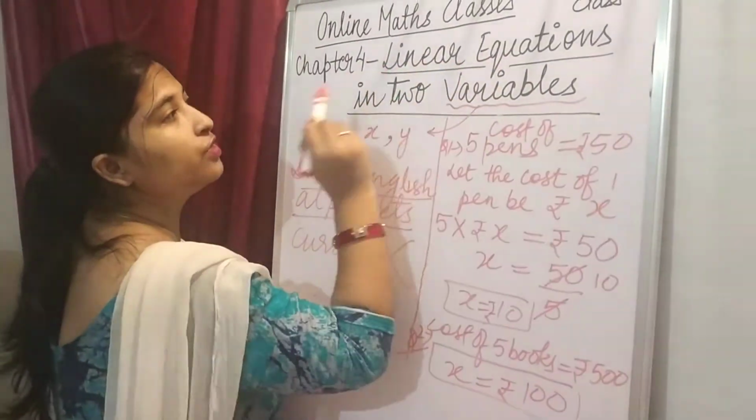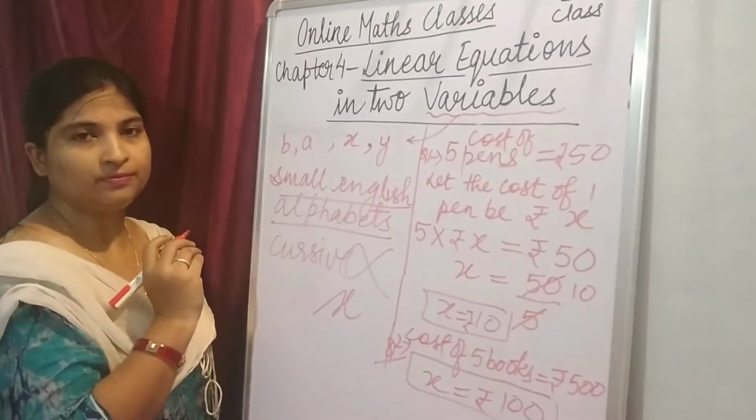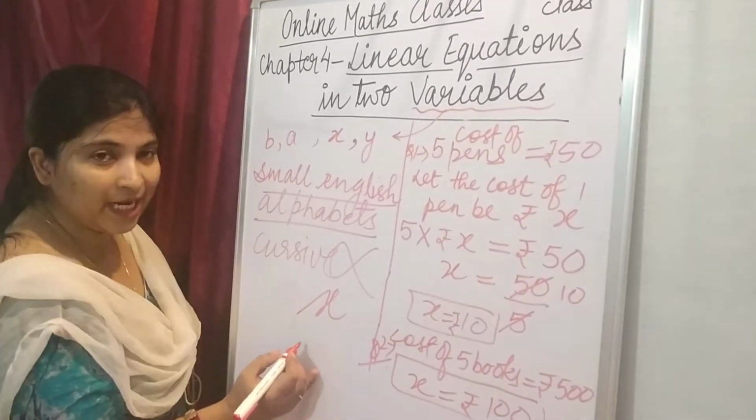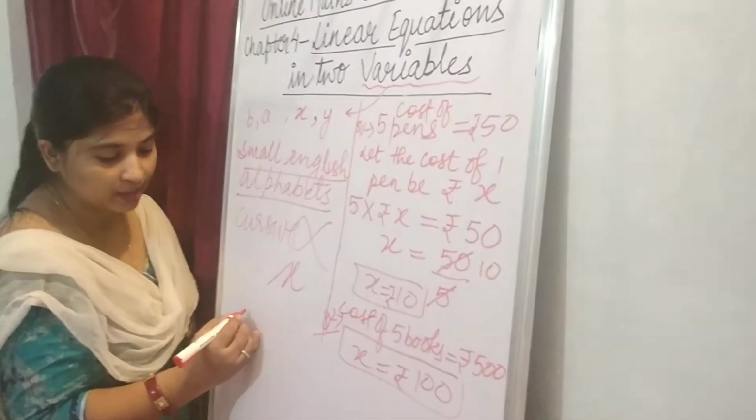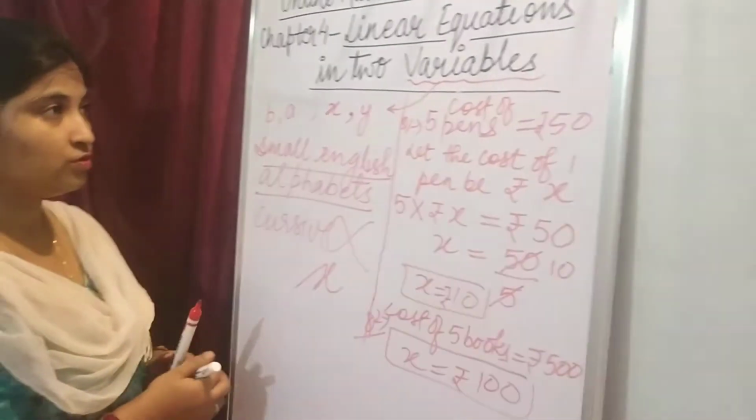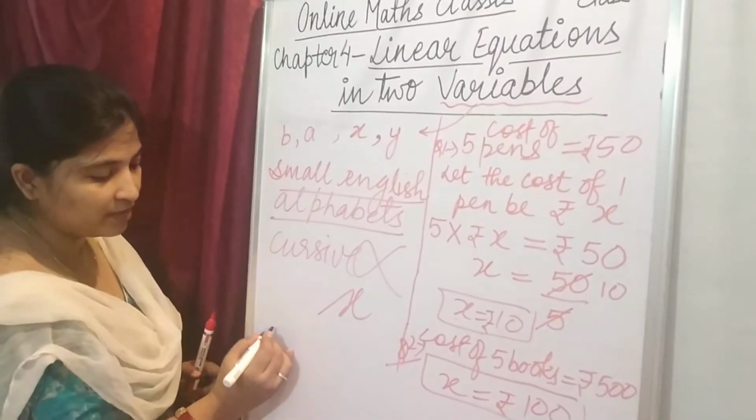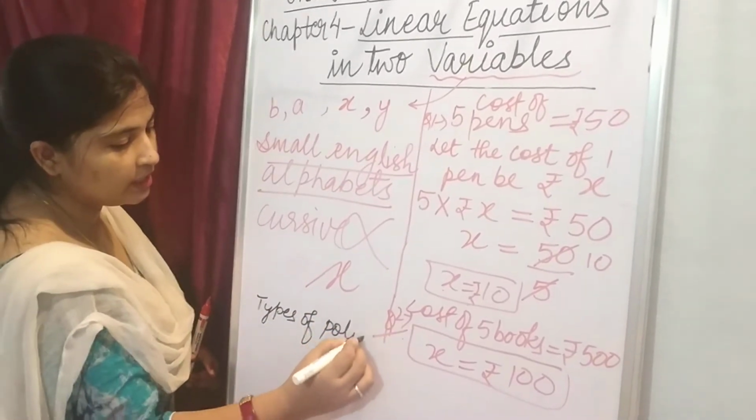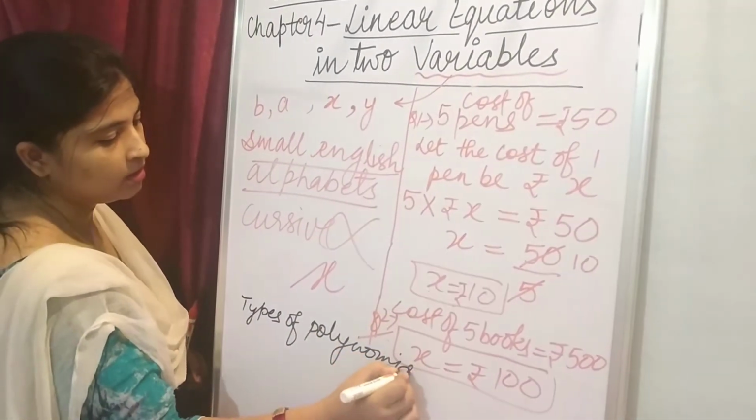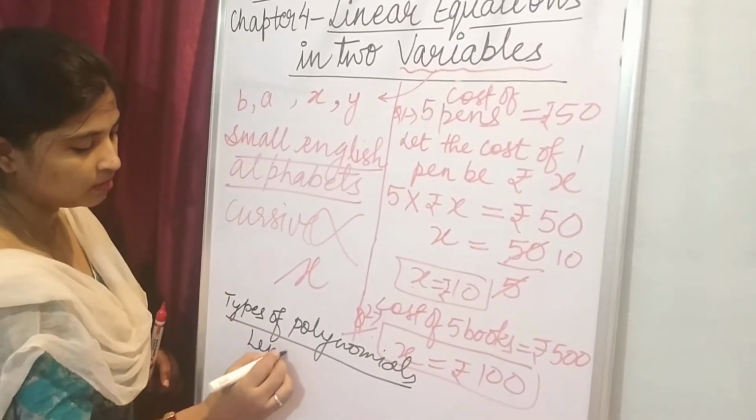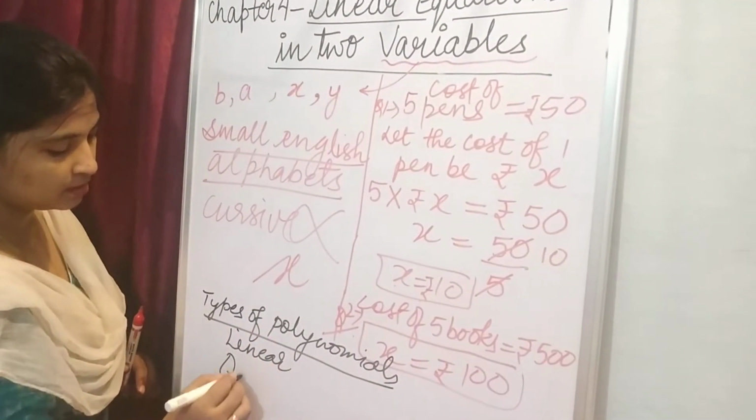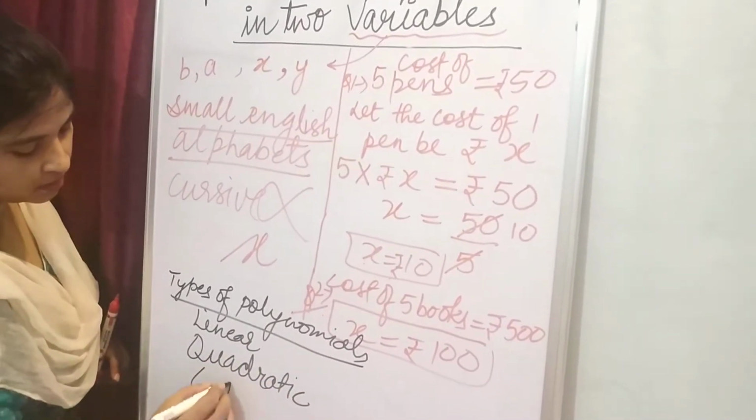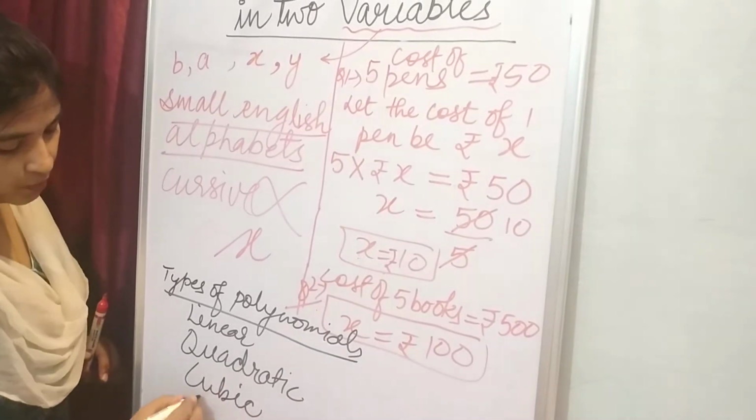Now, linear equation. What is the meaning of linear? I think all of you know whenever I am talking about linear. In 8th class, we have done types of polynomial. I think we have done 3 or 4 types of polynomials. In that we have done linear, quadratic, cubic and biquadratic.